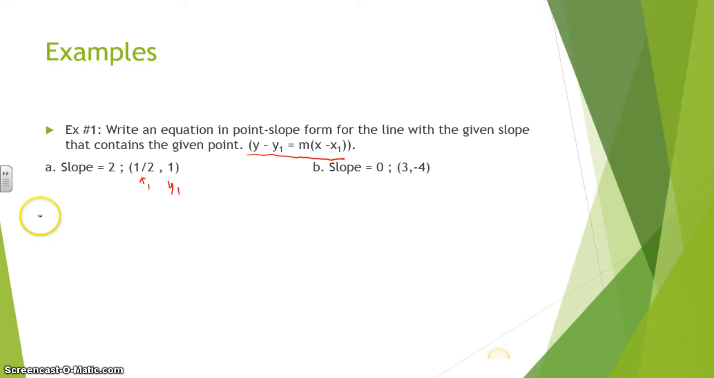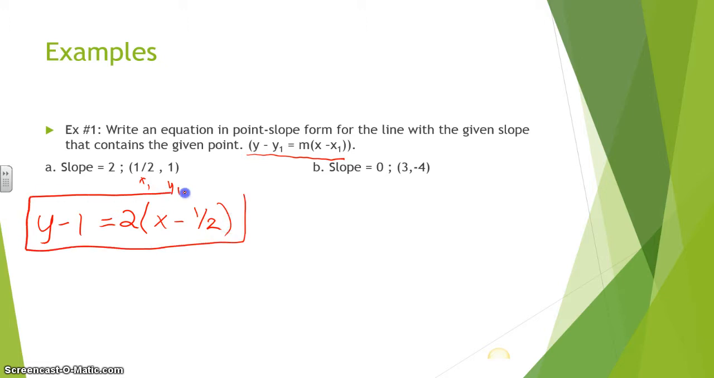So I have y, we don't know what our y is, so we have y minus my y1, which is 1 based on this ordered pair, equals m, my slope, which is 2, times my x. We don't know what x is, but we do know what our x1 is, which is 1/2. So I have x minus 1/2. And this is my answer for A. So we've taken our slope and our ordered pair and put it in the point-slope form. Let's now look at the second one, B.